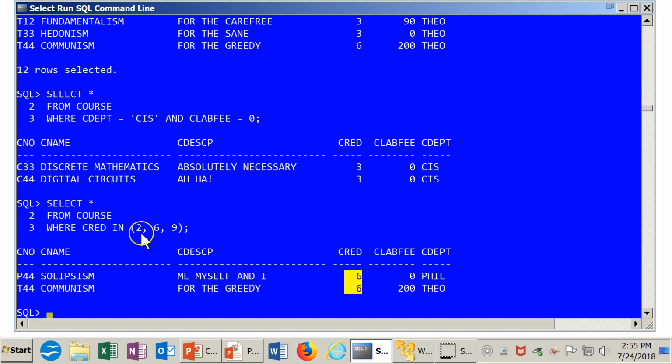So we didn't have any 2s, we didn't have any 9s, but it did find rows where it got the 6 for a match and brought that back. Now, I said this is redundant. We don't need this syntax. Let me show you why.